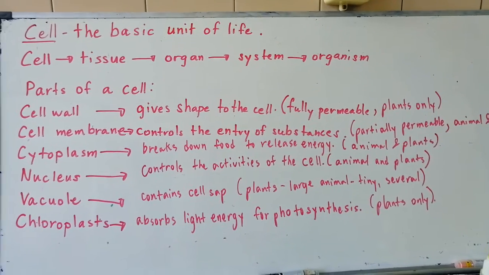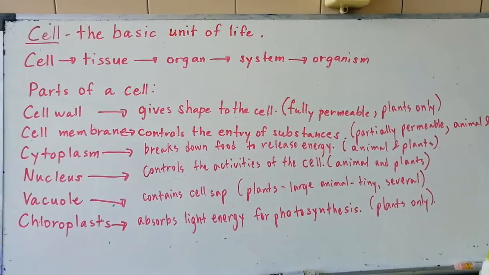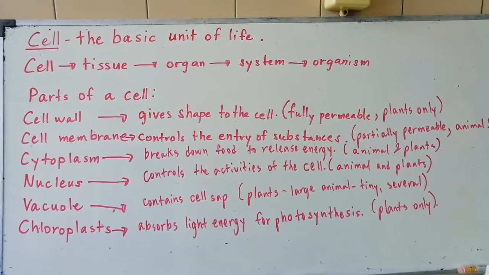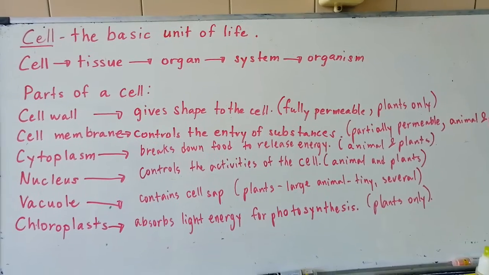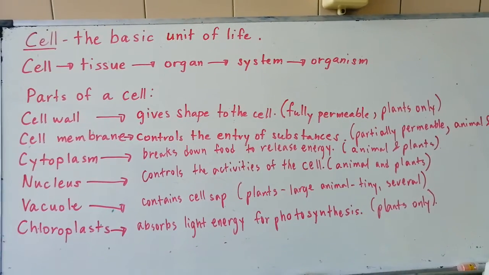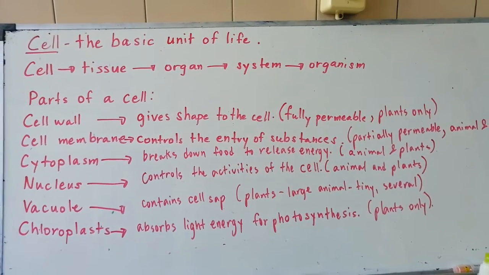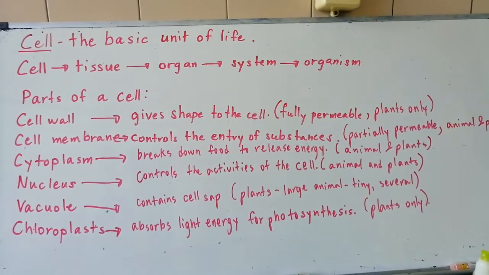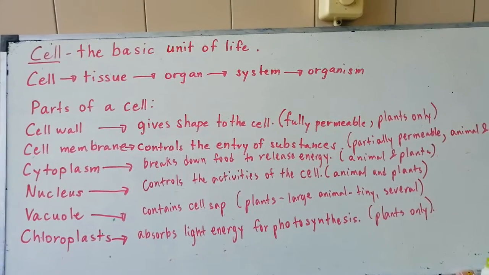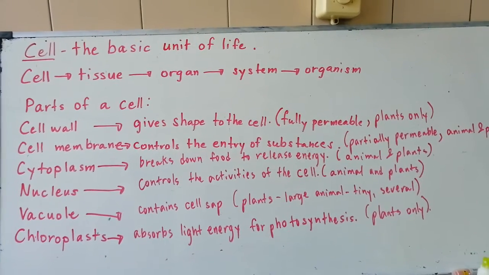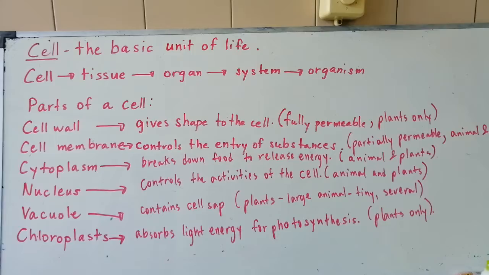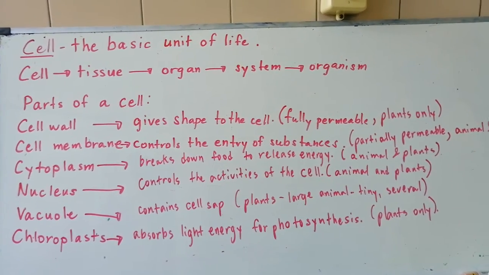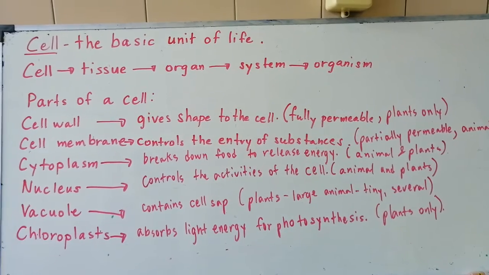Our lesson for today is about the cell. The cell is the basic unit of life, which means that the smallest part in our body is called the cell. When cells group together, they form tissue. When tissues group together, an organ is formed. When organs are grouped together, they form a system, and when all the systems are complete, then an organism is formed.